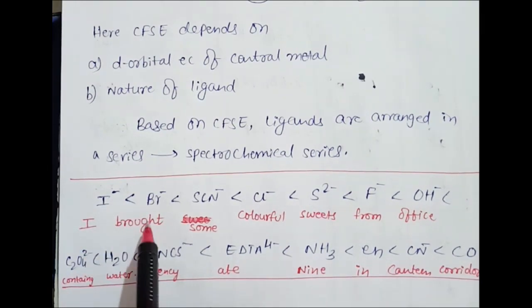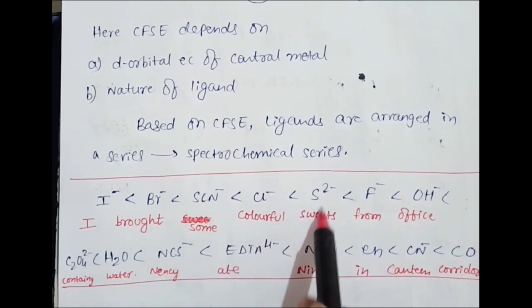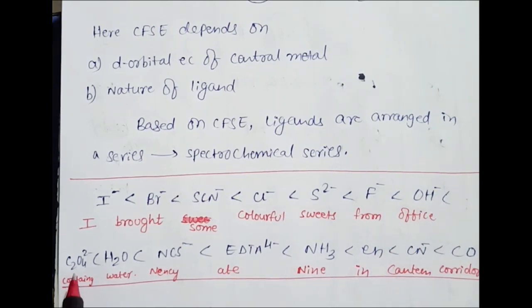I brought means bromide ion, some means thiocyanate, colorful chloride, sweets S2 minus, from F minus, office OH minus, containing oxalate C2O4 2 minus, water H2O. Nancy NCS minus, ate EDTA. And 9 stands for ammonia, in means en, ethane 1,2-diamine, canteen means CN minus, corridor is carbon monoxide.